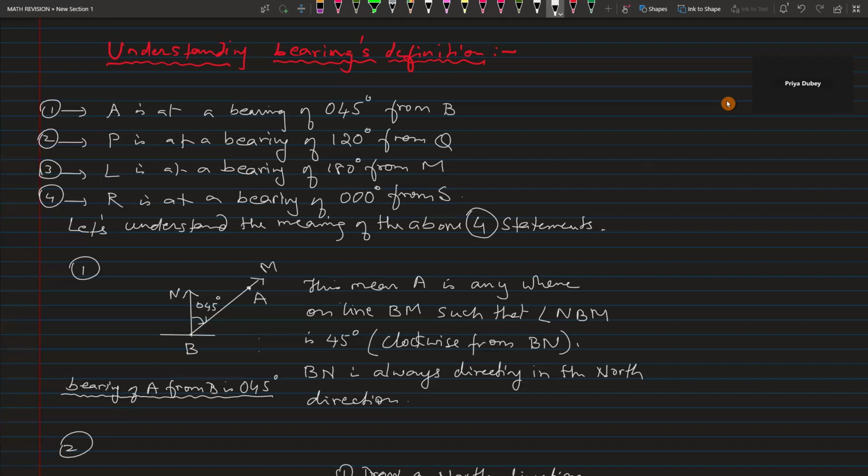Now second statement is P is at a bearing of 120 degree from Q. Okay, so this particular diagram, अगर समझो आपको ऐसा diagram दिया है और बोला कि what is this diagram telling you, then you have to read this way. This diagram is telling me that bearing of A from B is 045. Okay, bearing of A from B. अब ये A from B and B from A is not one and the same.